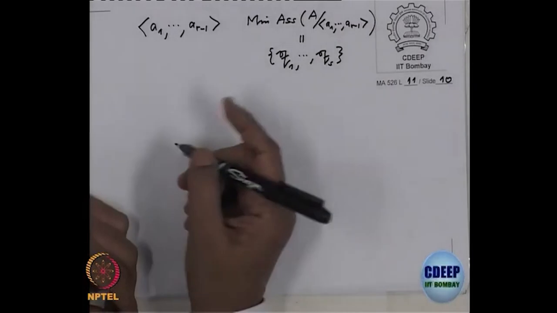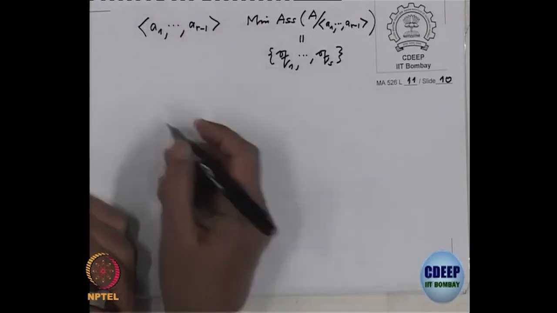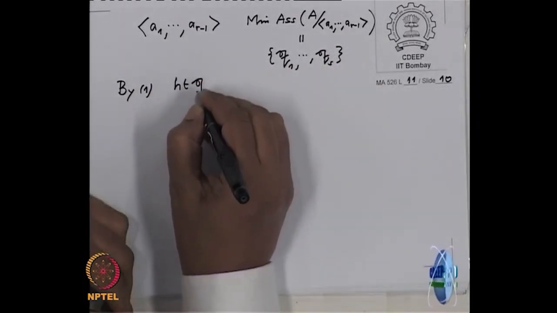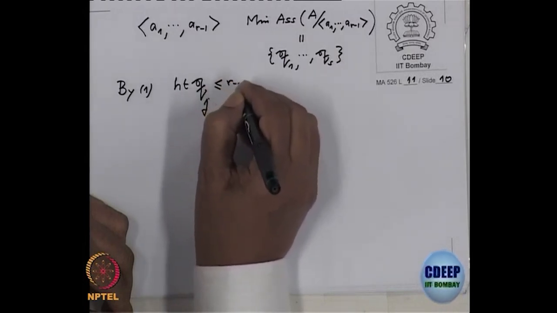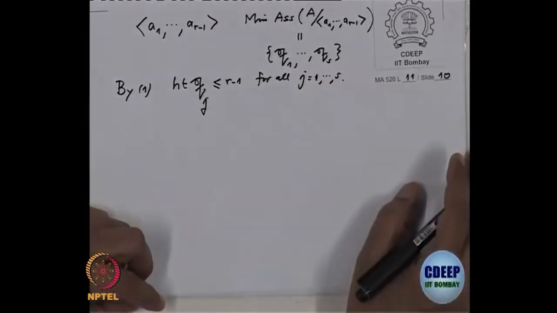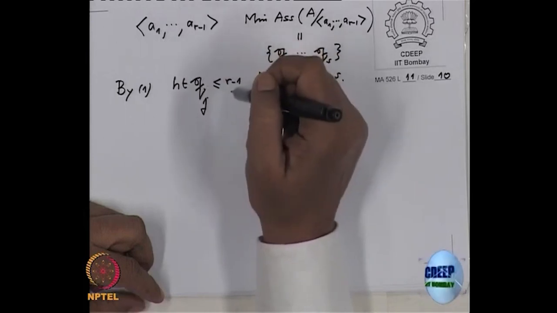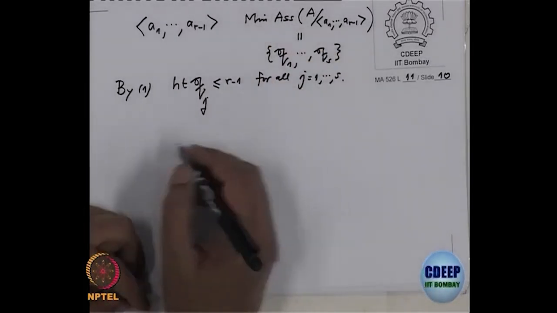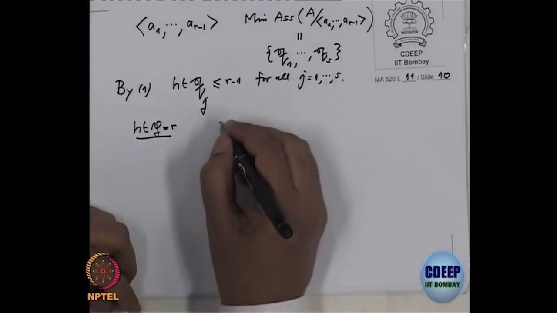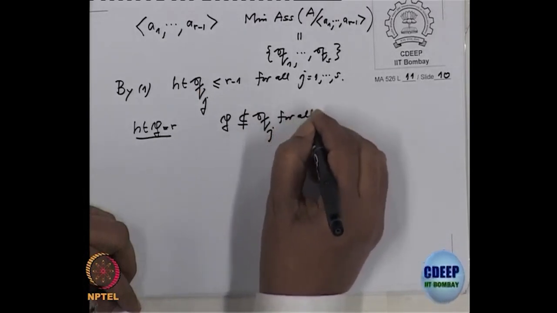And by 1, what did we prove in 1? If I take any minimal prime over this, the height will not be more than R minus 1. So, by 1, the height of each Qj will be less than or equal to R minus 1 for all j from 1 to s. The Qj are the minimal primes over the ideal generated by R minus 1 elements. Therefore, the height of Qj will not be more than R minus 1, and we are assuming the height of P is R. So, P cannot be contained in any one of them, for all j from 1 to s.